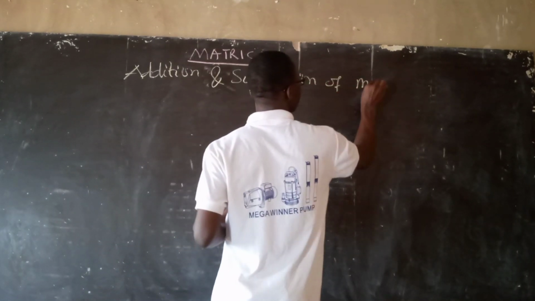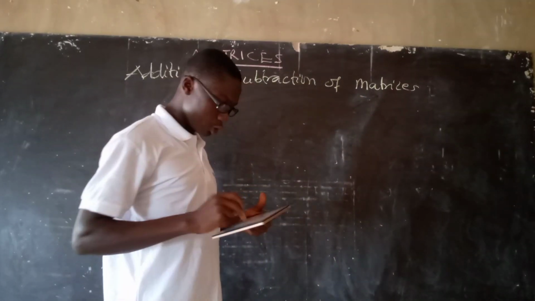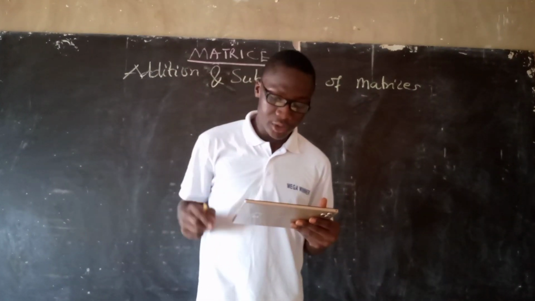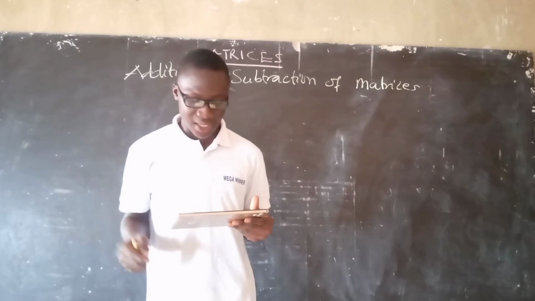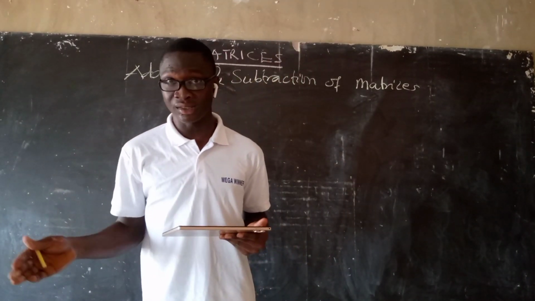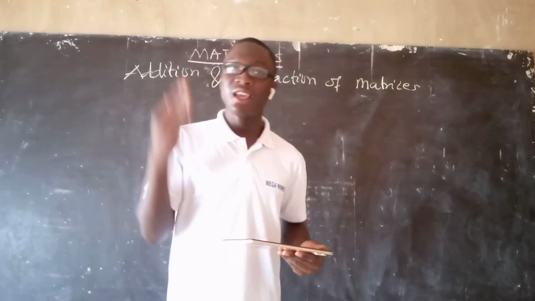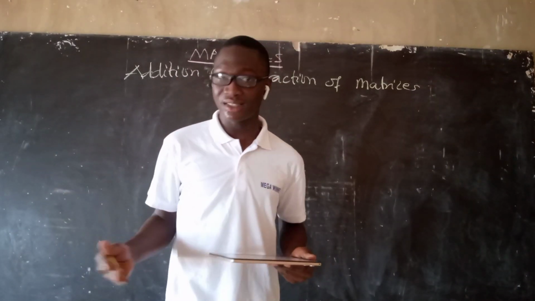Of matrices. So two matrices can be added or subtracted if they have the same size or the same dimensions. So you can only add or subtract matrices if they have the same dimensions.